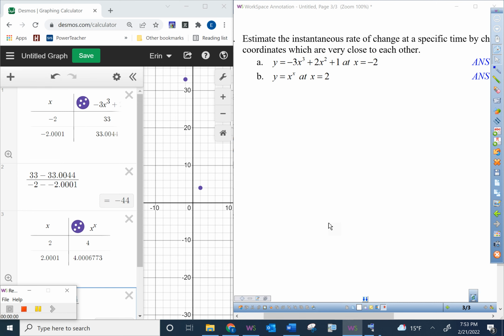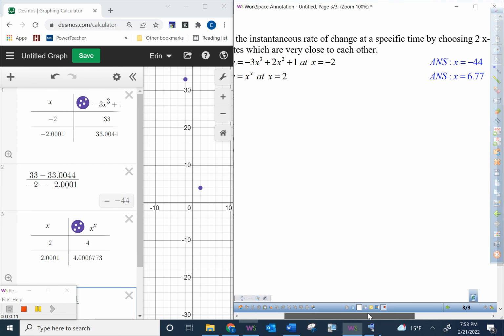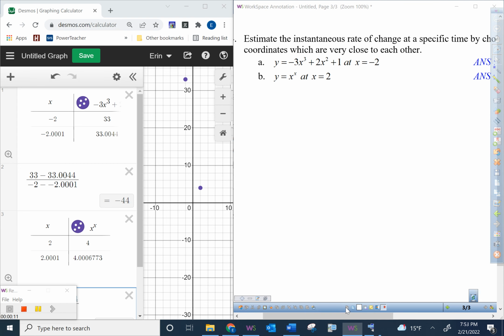All right, folks, number 4 deals with the instantaneous rate of change at a specific time. Okay, and it specifically gives you different instructions. It says choose two x values that are very close together. So what you can do is use the x value they give you, and then you get to choose the second x value just barely a little bit away from the first number they give you.